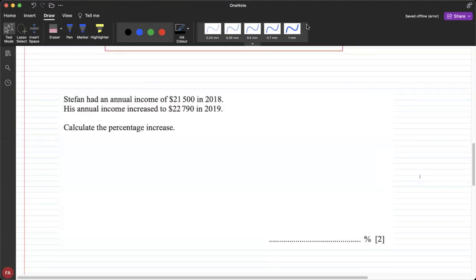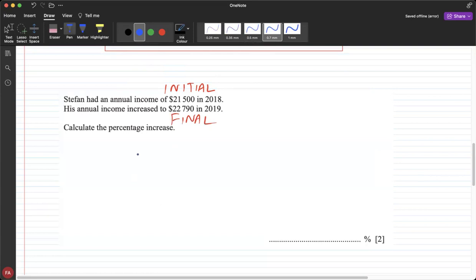All right, so let's have a look. This is something that came in one of the past papers. The question reads, Stephen had an annual income of $21,500 in 2018. His annual income increased to $22,790 in 2019. Just by looking at the question, I can see that this over here seems to be my initial value, and this over here is going to be my final value.